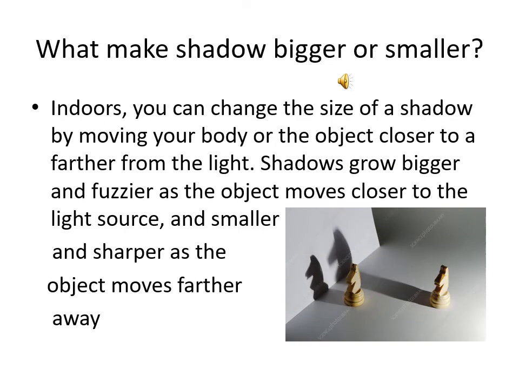What makes shadow bigger or smaller? Indoors, you can change the size of a shadow by moving your body or the object closer to or farther from the light. Shadows grow bigger and fuzzier as the object moves closer to the light source, and smaller and sharper as the object moves farther away.